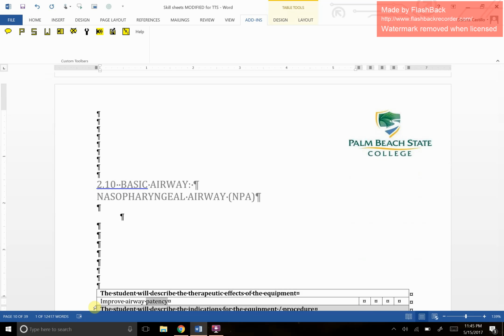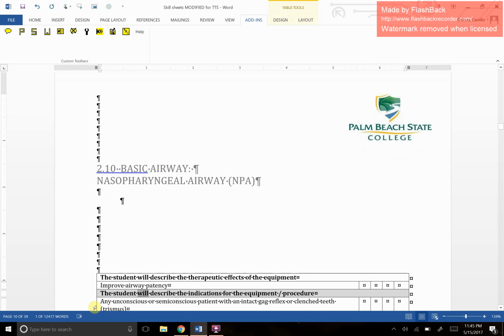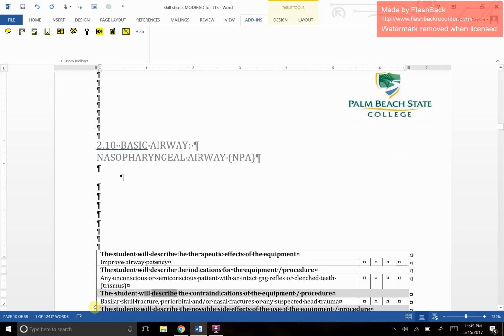Improve airway patency. The student will describe the indications for the equipment/procedure. Any unconscious or semi-conscious patient with an intact gag reflex or clenched teeth, trismus. The student will describe the contraindications of the equipment/procedure. Basilar skull fracture, periorbital and/or nasal fractures or any suspected head trauma.